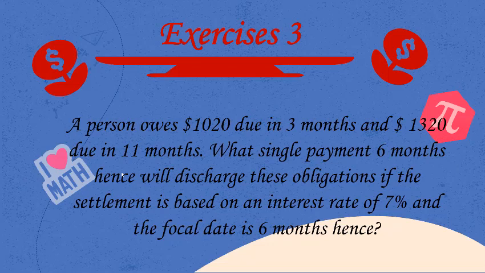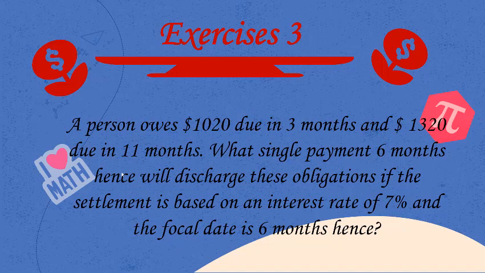Exercise number 3. A person owes $1,020 due in 3 months and $1,320 due in 11 months. What single payment 6 months hence will discharge this obligation if the settlement is based on an interest rate of 7% and the focal date is 6 months hence?